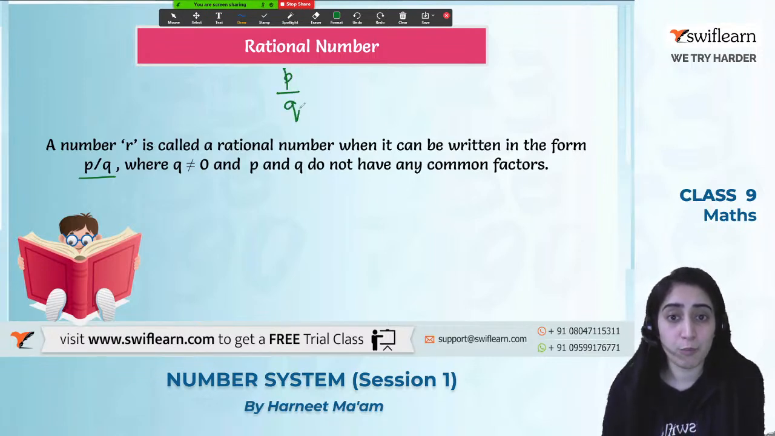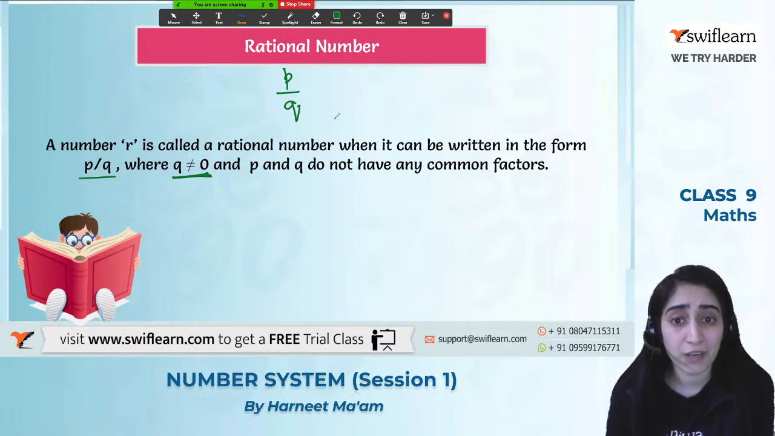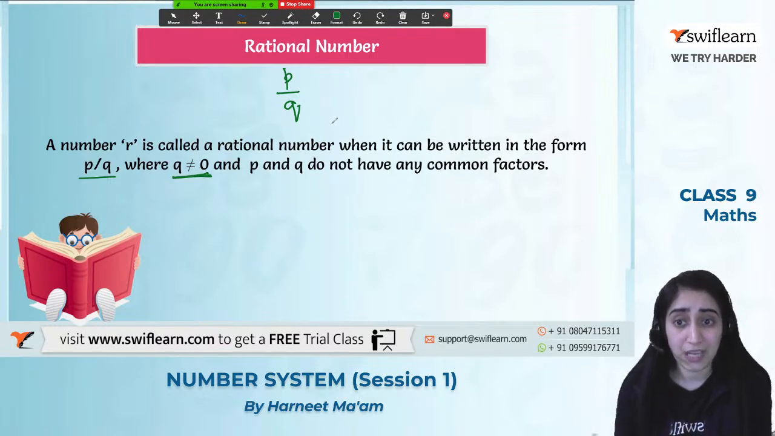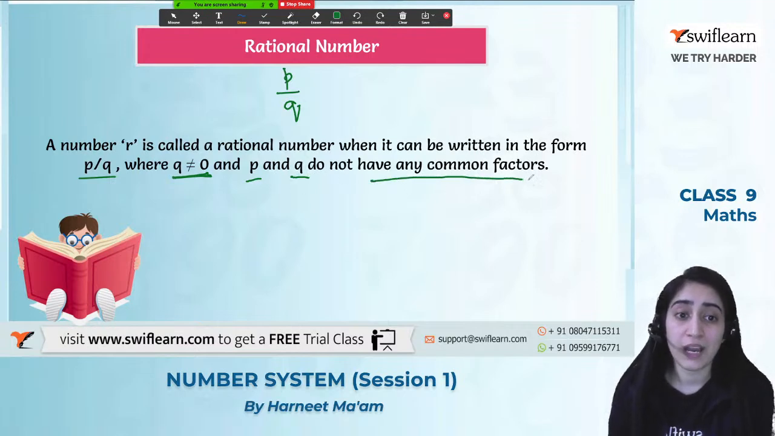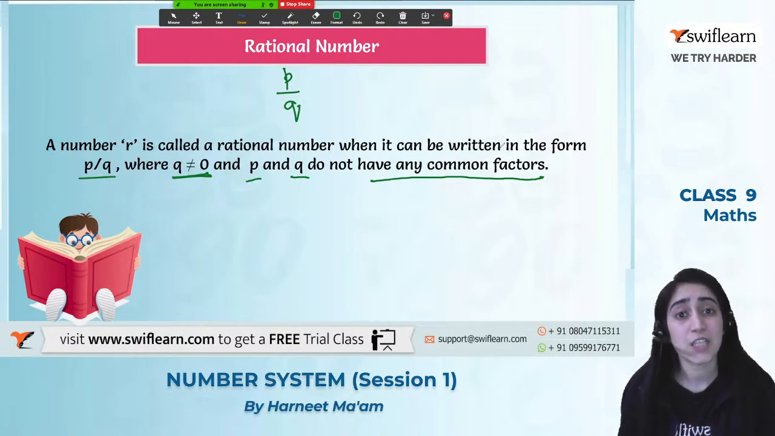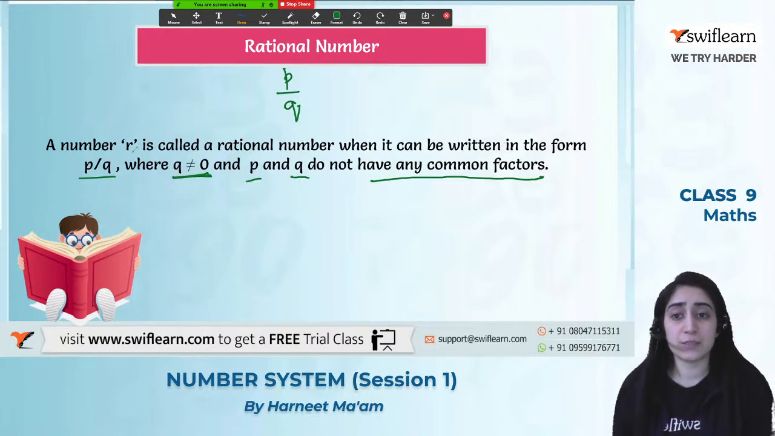We can represent it in the form of a fraction, but the main point is that the Q, the denominator, should not be 0. Why? Because whenever I divide a number by 0, it's infinite, so I will not get any value, right? So that's why we make it a point that the denominator, which is Q, should not be equal to 0. And P and Q should not have any common factor. That is what we want. The number should be in its lowest form so that we know exactly where it is coming from. Clear? Now, we represent this by small r.